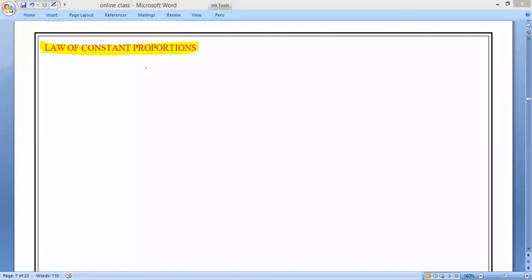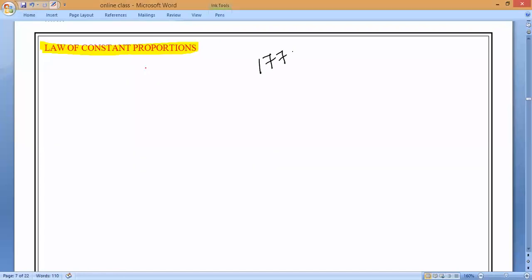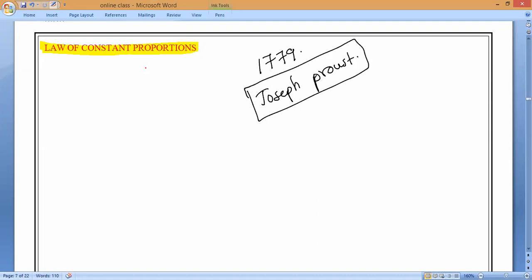So, what is the law of constant proportion? Let us discuss. The law of constant proportion was given by Joseph Proust in 1779. Understanding? This law is given by whom? Joseph Proust, a scientist who gave the law of constant proportions in chemical combination.